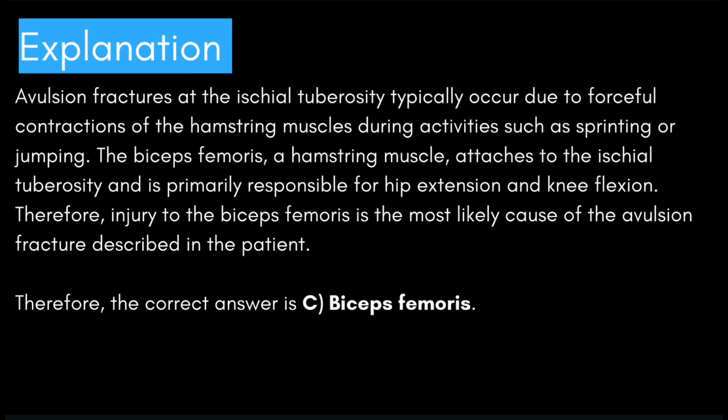Avulsion fractures at the ischial tuberosity typically occur due to forceful contractions of the hamstring muscles during activities such as sprinting or jumping. The biceps femoris, a hamstring muscle, attaches to the ischial tuberosity and is primarily responsible for hip extension and knee flexion. Therefore, injury to the biceps femoris is the most likely cause of the avulsion fracture described in the patient. Therefore, the correct answer is C, biceps femoris.